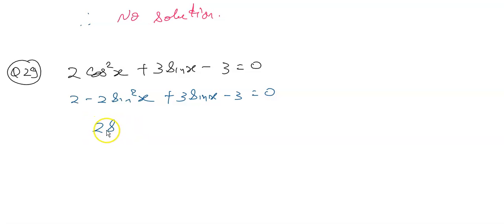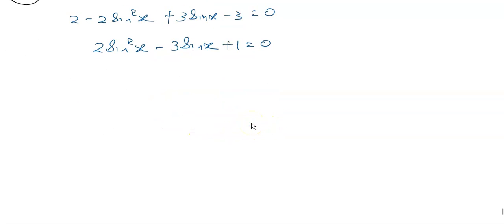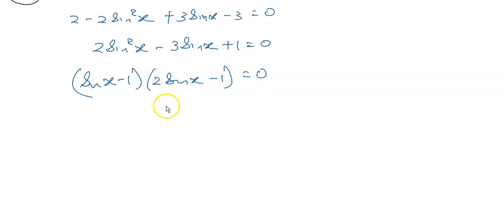So this implies 2 sin square x minus 3 sin x plus 1 equal to 0. We can factorize this. So one of the factors is sin x minus 1, into the other factor would be 2 sin x minus 1 equal to 0. So we get sin x is equal to 1 or sin x is equal to 1 by 2.